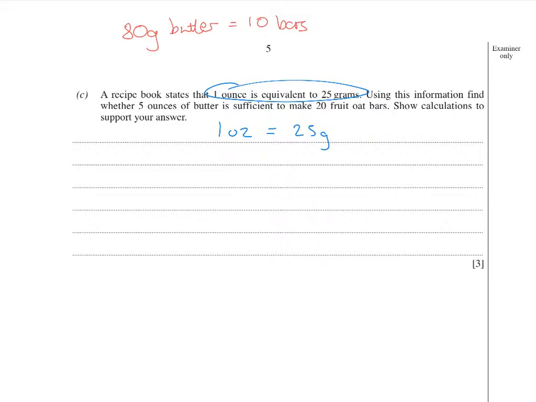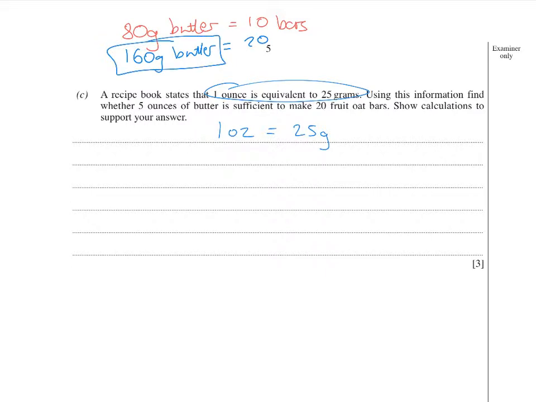It says, using this information, find out whether 5 ounces of butter is sufficient to make 20 fruit oat bars. Show all your calculations to support your answer. Okay, well I know that 80 grams of butter made 10 bars. So to make 20 bars, like the question's asking me, I need to have twice as much butter. I need to have 160 grams of butter. Okay, so that's my first fact.